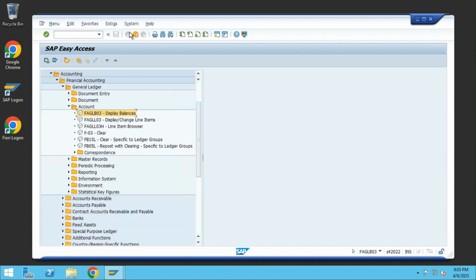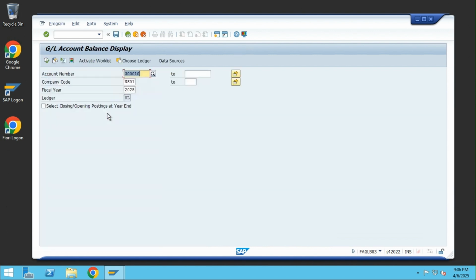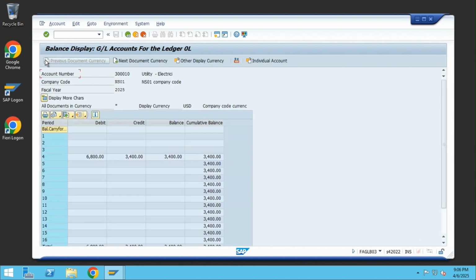So if you want to look at the path, it is financial accounting, general ledger, account, and display balances. So this is under easy access for business user. And then you enter your account number. I think this was the account number for utilities, one of the utilities. We have the company code, we have the fiscal year, and let's execute.